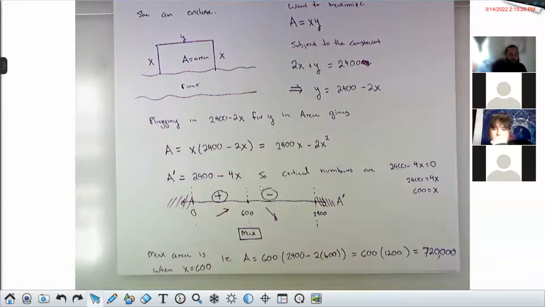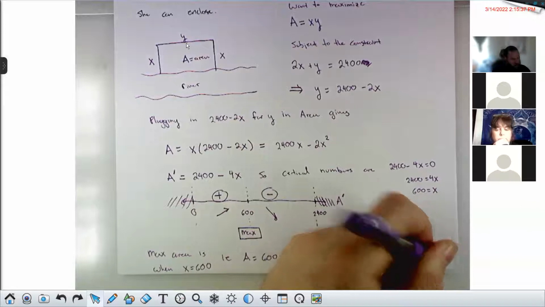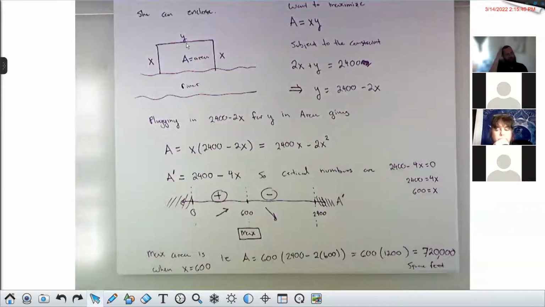And the units here would be square feet, right? We're measuring all these distances in feet. This would be feet squared or square feet. And that's it.